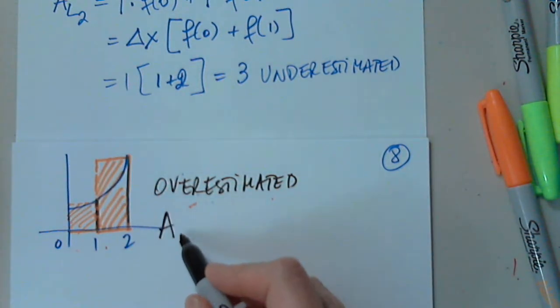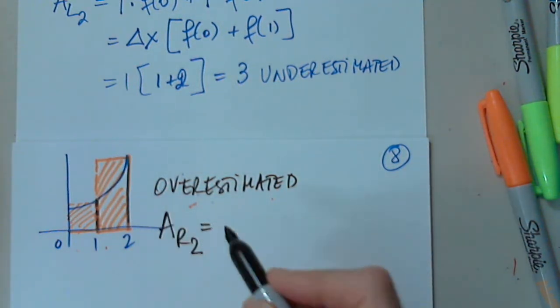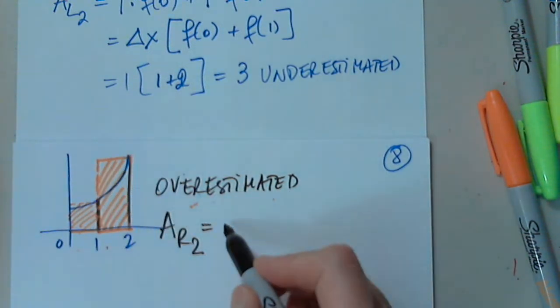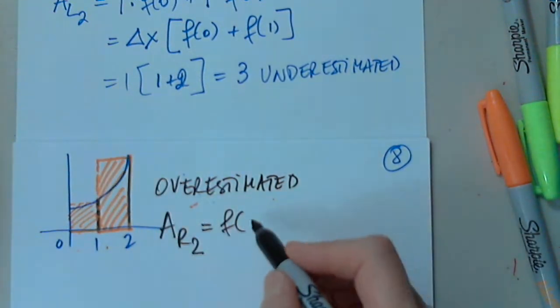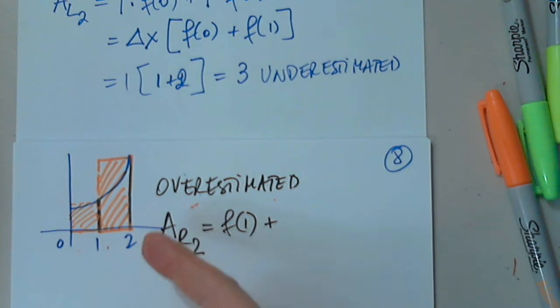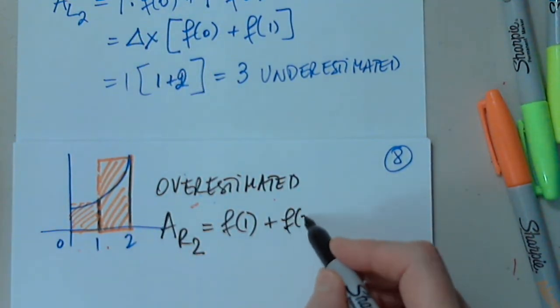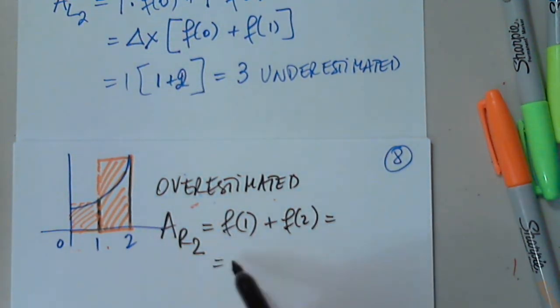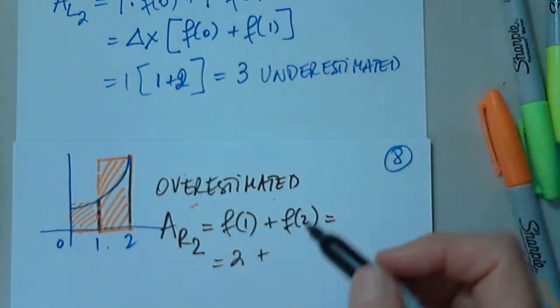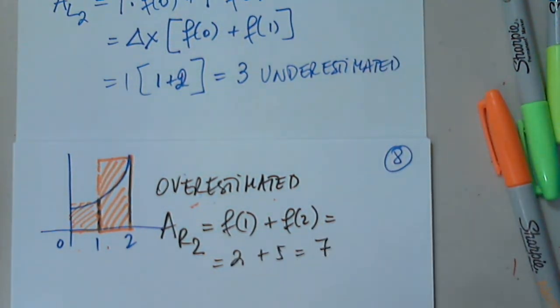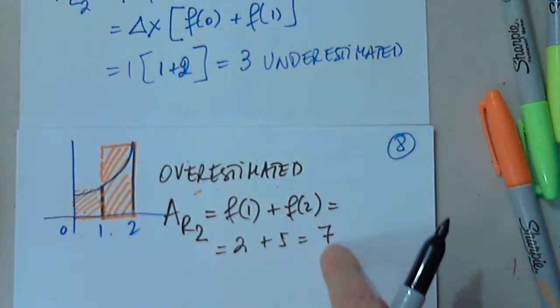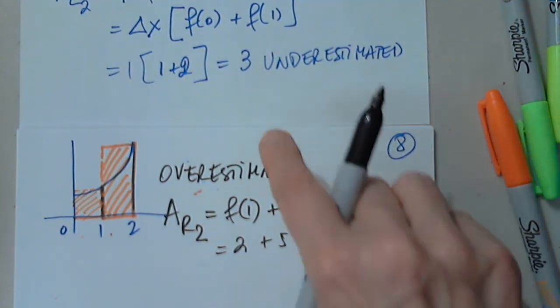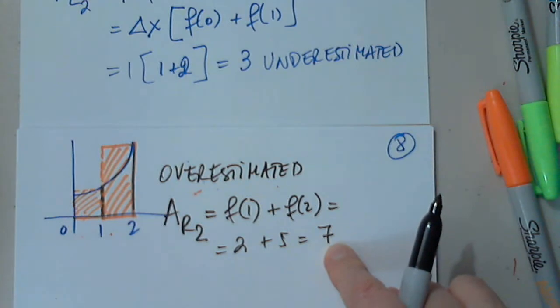So A, right 2 equals base times height, because the base is 1, I'll omit that, plus base times height, f of 2. So f of 1 was 2. F of 2 is 5. So this is 7. Overestimated. So the area is somewhere between 3 and 7.